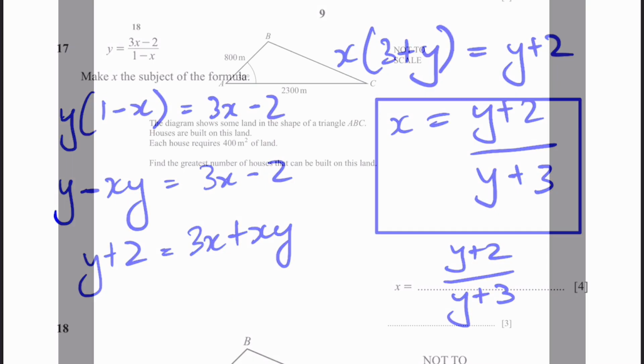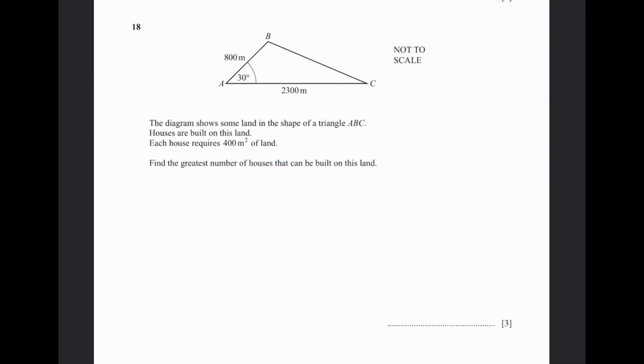Let's go to question 18. Question 18. The diagram shows some land in the shape of a triangle ABC. Houses are built on this land. Each house requires 400 meters square of land. Find the greatest number of houses that can be built on this land. So there's an area of triangle formula.